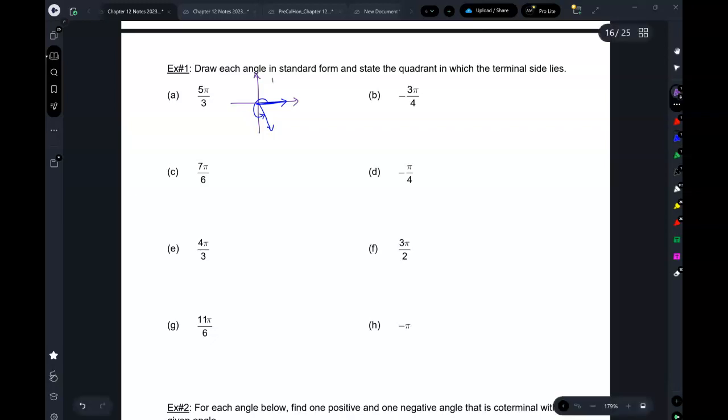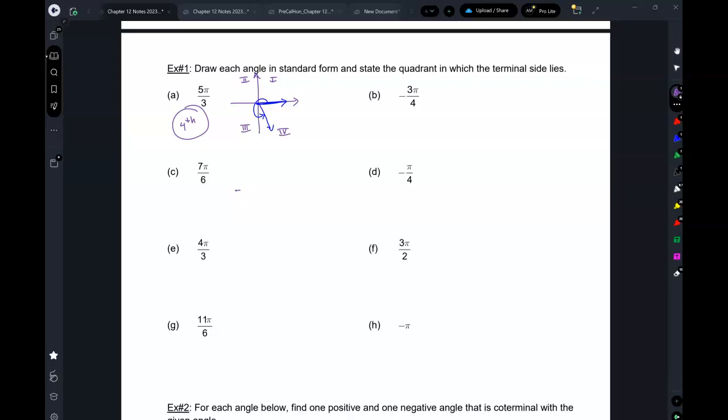So you know the quadrants are 1, 2, 3, 4. What quadrant does this lie in? Fourth quadrant. Okay? Okay. I'm going to go down instead of across.